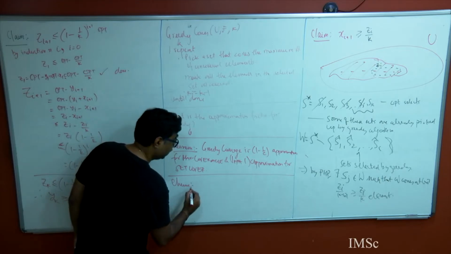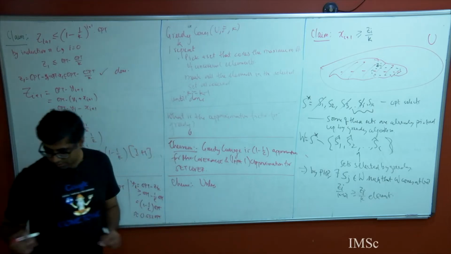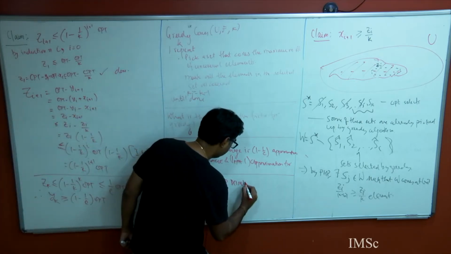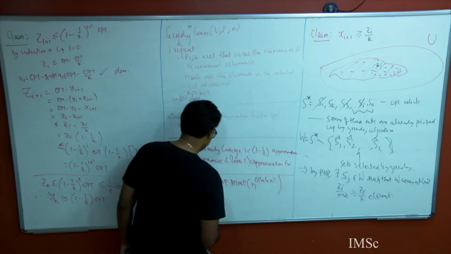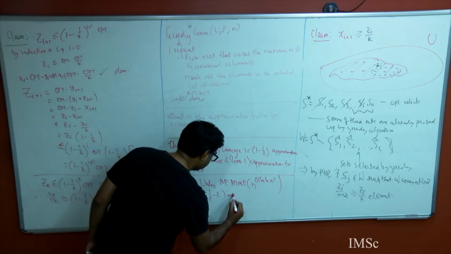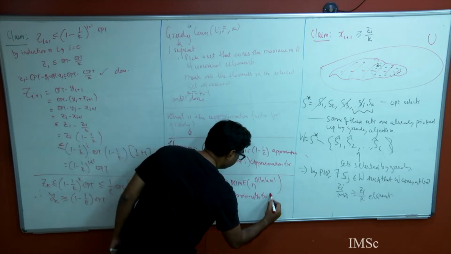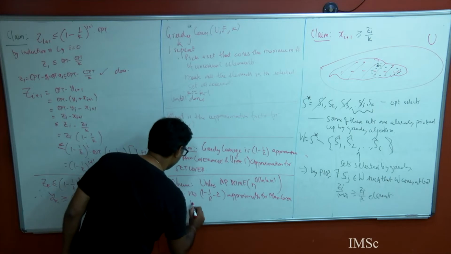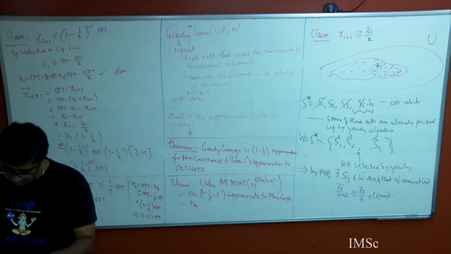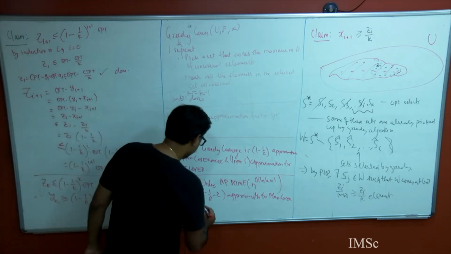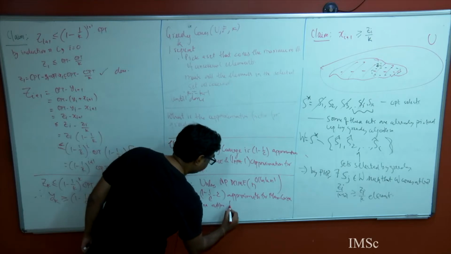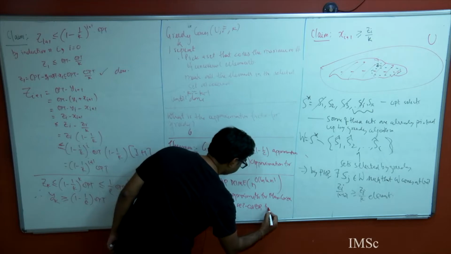And what we know as a lower bound: unless NP is in DTIME n to the big O of log log n, there is no 1 minus 1 by e minus epsilon approximation for max coverage, and no alpha ln n approximation for set cover for some alpha. Okay.